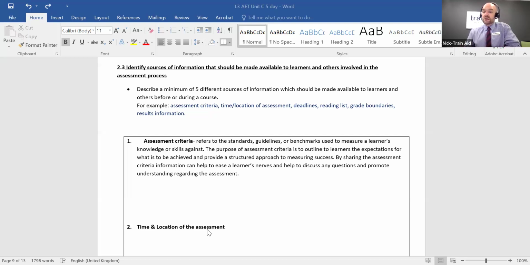So the key word there is to identify sources. So I would go for 2 to 3 lines just describing each of the points. You can, of course, use any of these source of information. You might even think of some more, which is absolutely fine to include. So we're looking for 5 different sources of information there.